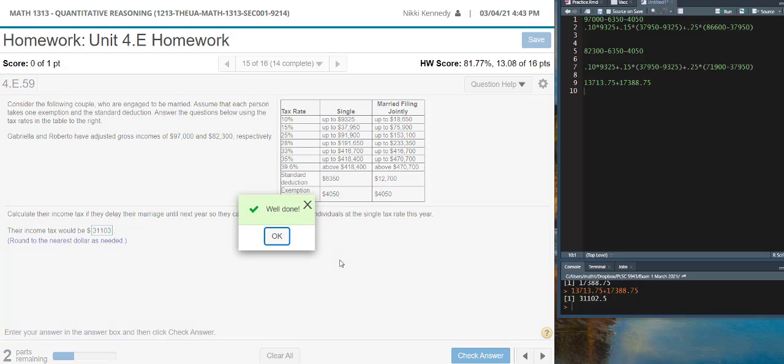$31,103. And that will be the correct answer. So what we did there is we found Gabriella's taxes. We found Roberto's taxes. I added those together. This would be what they would pay if they remained single.